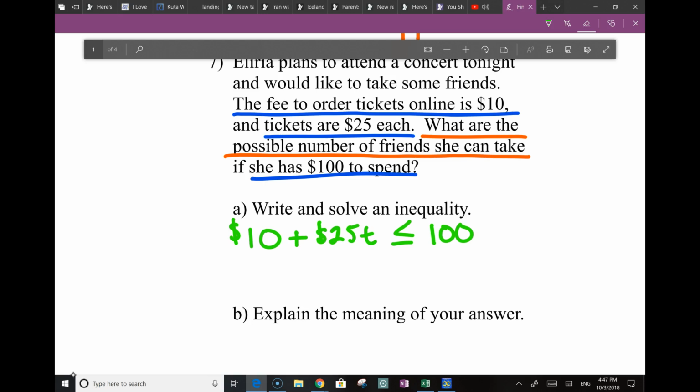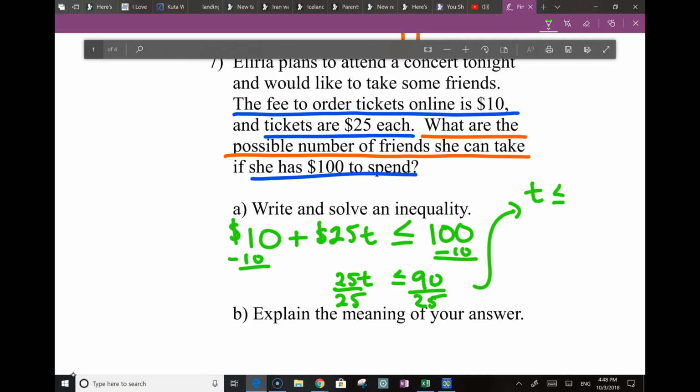And now we go ahead and solve this thing. So to solve it, we use our equation solving skills. If I were to subtract 10 on both sides, I would get 25t is less or equal to 90. Then if I divide by 25, what I get is t is less or equal to 3.6. I believe it's 3.6.